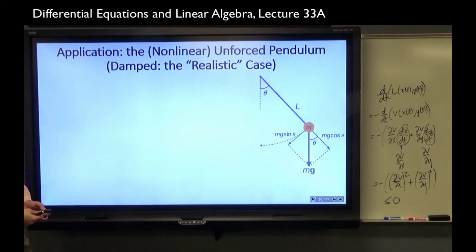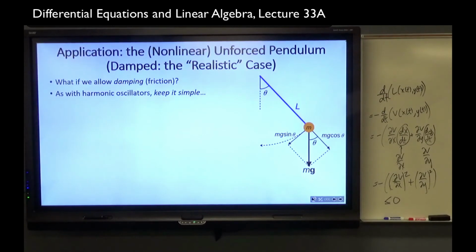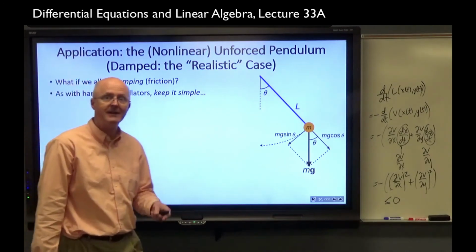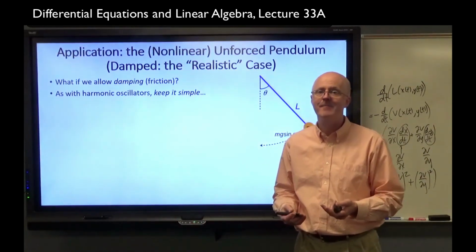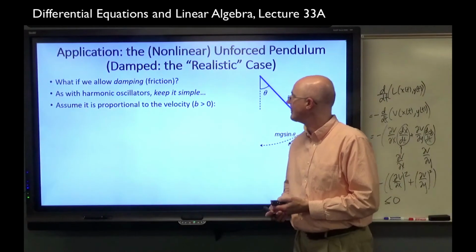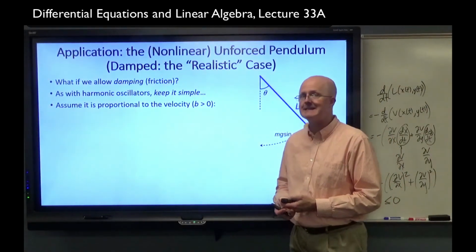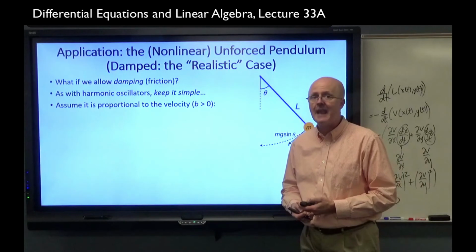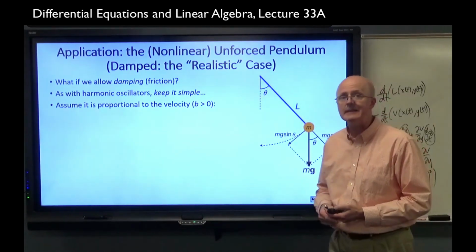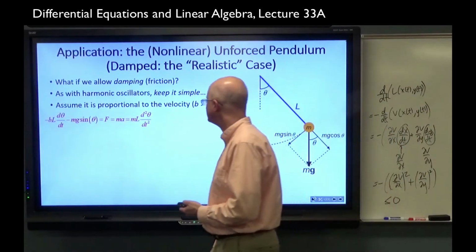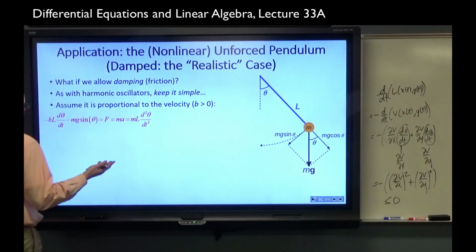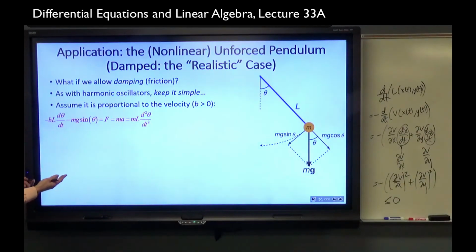What about the realistic case? So now we're adding damping, in other words, friction. How should we do that? Keep it simple, like we did with harmonic oscillators. Make the friction, the damping, directly proportional to the velocity. Now the actual velocity is not d theta dt. The actual velocity is L times d theta dt. We want to get rid of the L though, or at least deal with it in a way that makes it nice, I guess I should say.